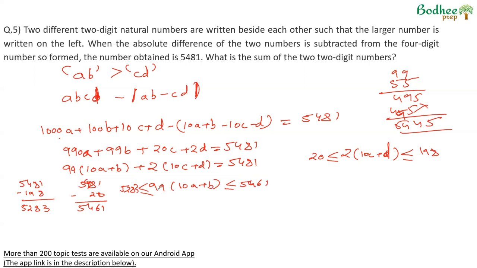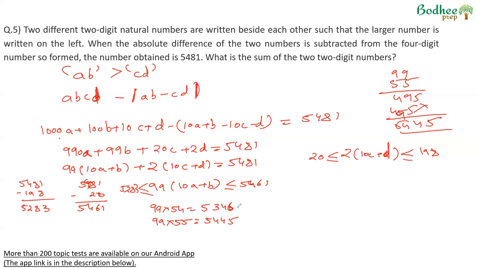99 into 54 is 5346. 99 into 53 will be less than 5283, and 99 less than 5346 is 524-something, which is not in this range. 99 into 55 is 5445, which is also in this range. So 10A plus B could be either 54 or 55.